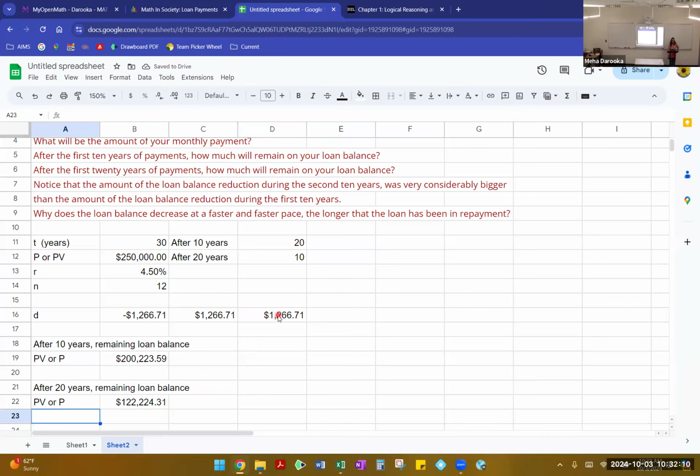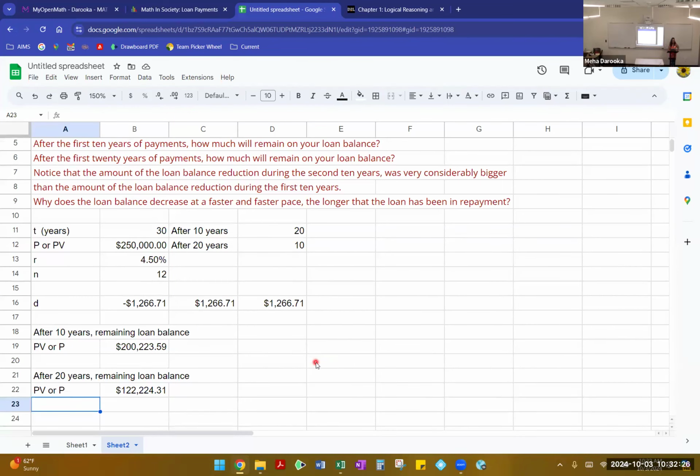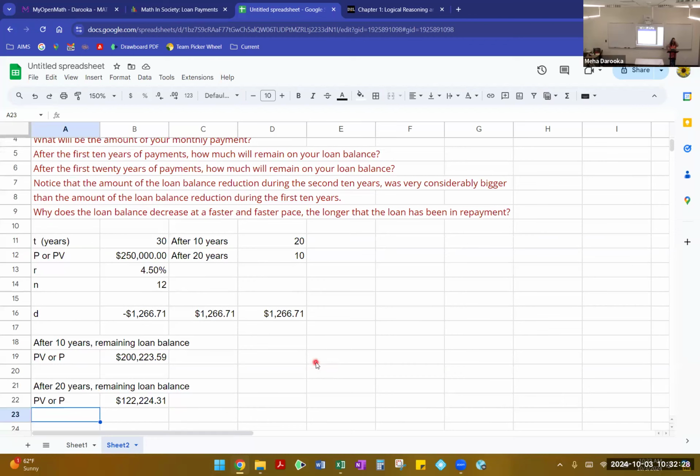Seriously, we still haven't gone down the last $50,000 or something like that? You're still at $122,234.31. Homes are expensive. So they're saying basically here, notice that the amount of the loan balance reduction during the second 10 years was very considerably bigger than the amount of the loan balance reduction during the first 10 years.